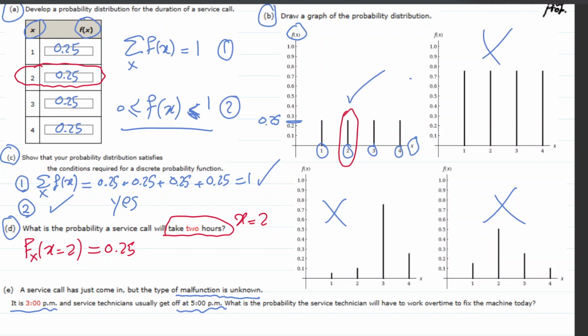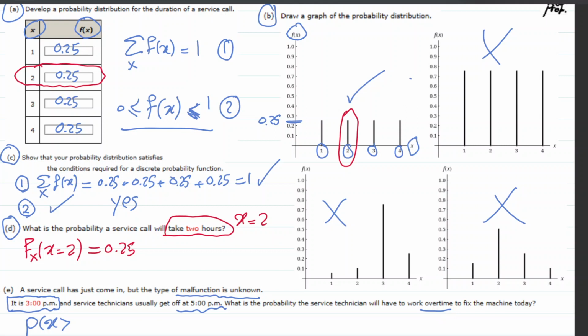It means the repair is starting at 3 p.m., and normally the end of work for the technician is 5 p.m. So for the technician to go overtime, the service time should go above 2 hours, passing 5 p.m., assuming it started at 3 p.m. So basically the question is asking us to find the probability that the value of x is greater than 2.